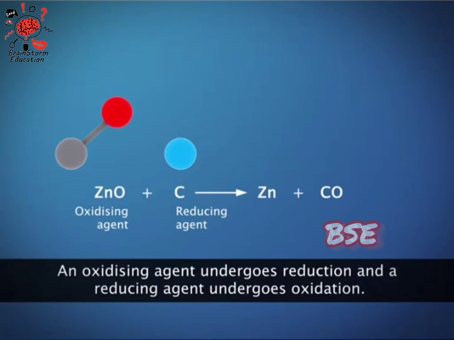Since zinc oxide gives oxygen to carbon, it is called an oxidizing agent. Carbon removes oxygen from zinc oxide, and hence it is called a reducing agent.